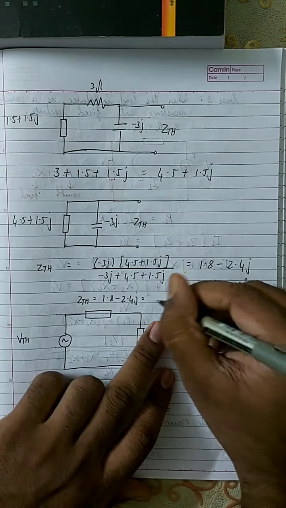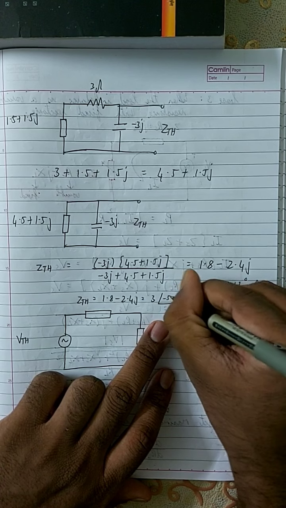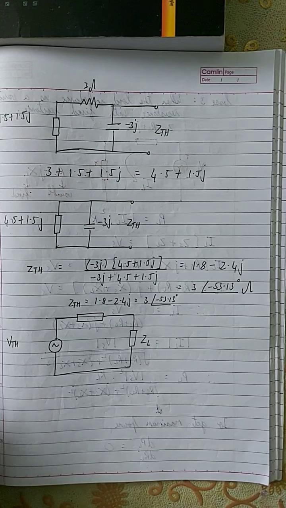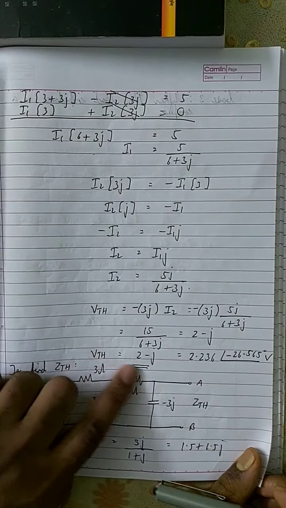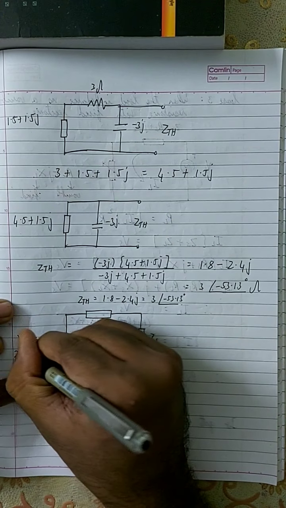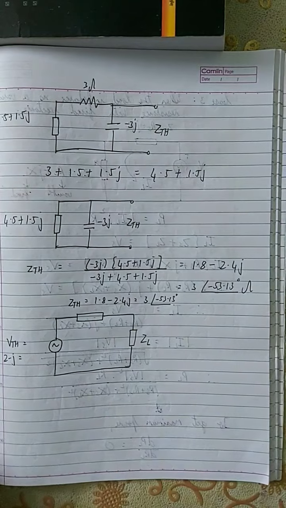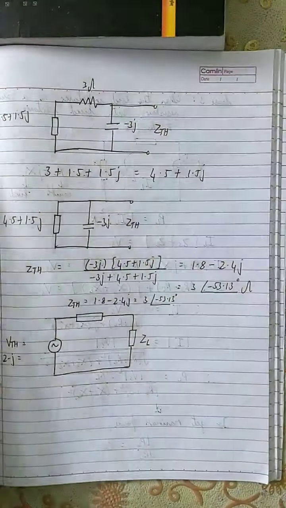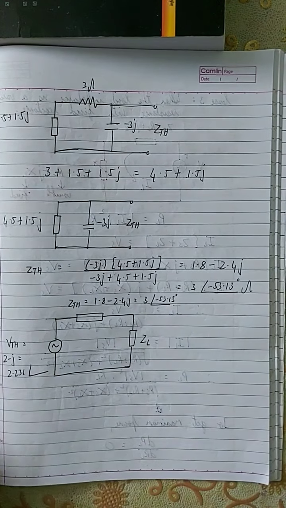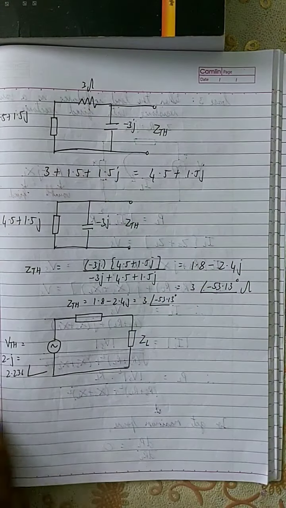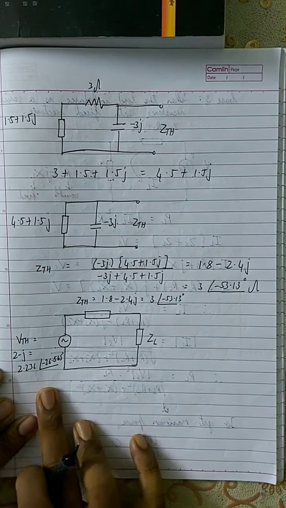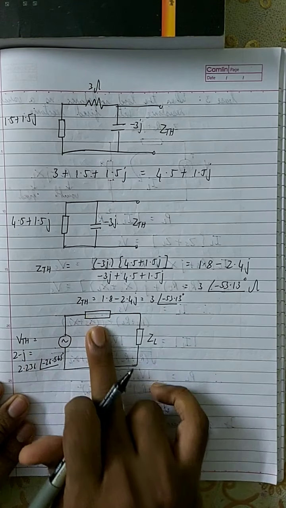I'll write both the values, just in case. In polar form it is 3 angle minus 53.13 degrees, and the value of VTH is 2 minus j, which is also equal to 2.236 angle minus 26.565 degrees. This is the value of VTH, and this is the value of ZTH.